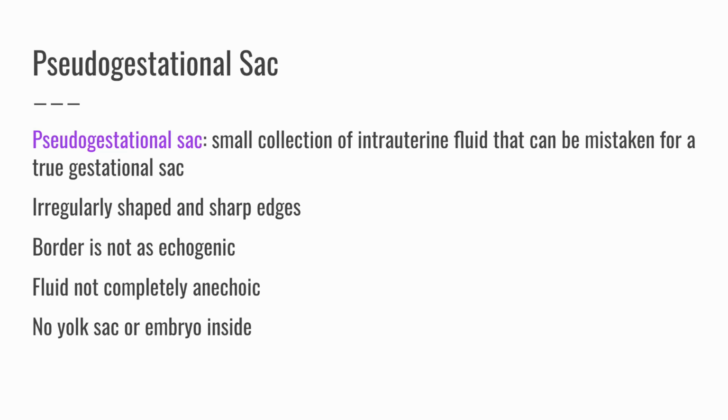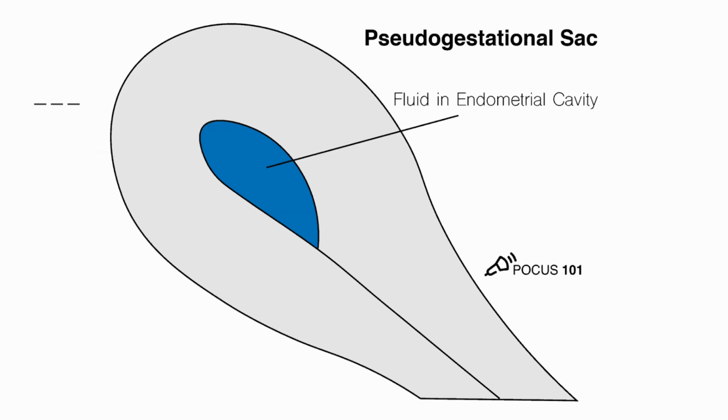This is intrauterine, but same idea. The border is not as echogenic. And so the gestational sac is going to have that nice bright border around it. The pseudo-gestational sac is not completely anechoic in its fluid in the center, so there's going to be some echoes, and there's not going to be any contents inside. So there's not going to be any yolk sac or embryo or anything else.